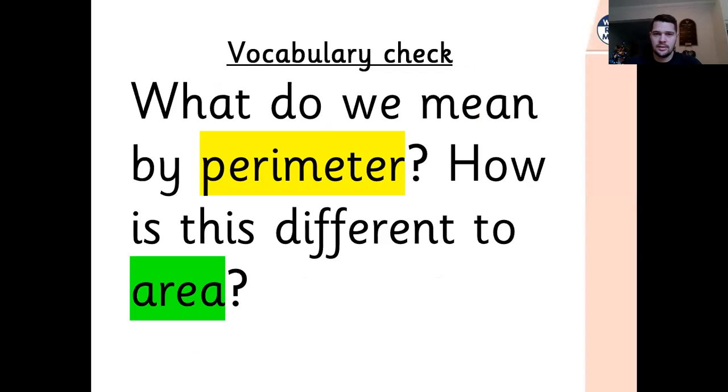Also, you might want to pause it here, a quick vocab check. What do we mean by perimeter and what do we mean by area? Maybe have a chat with someone at home or write down a note for each of these terms, and then we'll break down the answers on the next slide.